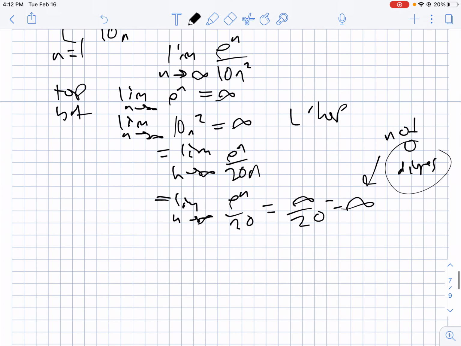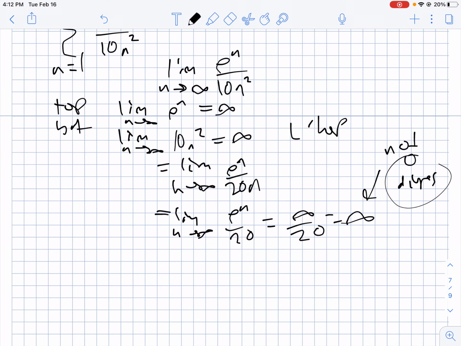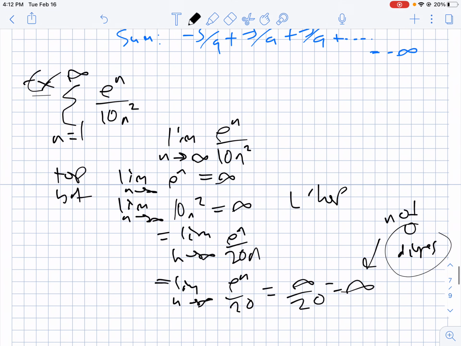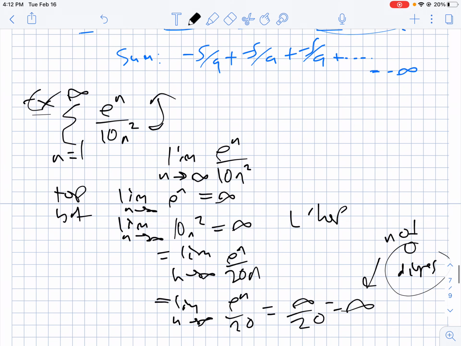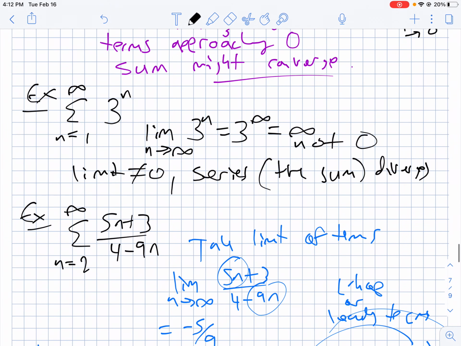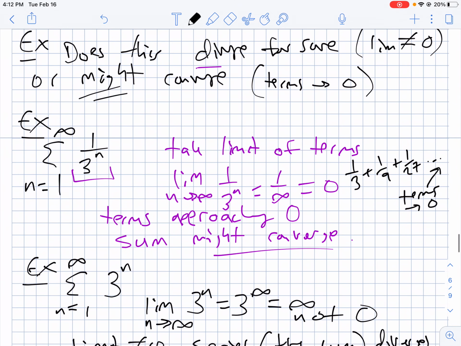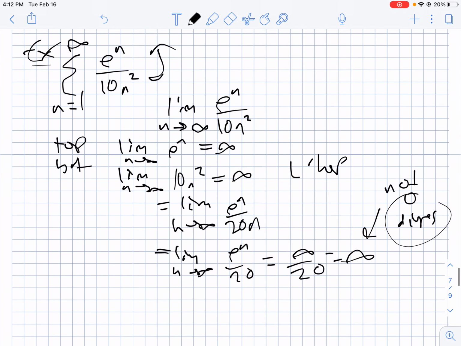Okay. So that's the idea today. If that limit is 0, it might converge. So if I had flipped this fraction, we would have gotten a limit of 0, so we'd say it might converge. But because we got a number that's not 0, it diverged. So that's the idea here. The only time we have a series that might converge is this case, where the terms were approaching 0, and that's what we can say.